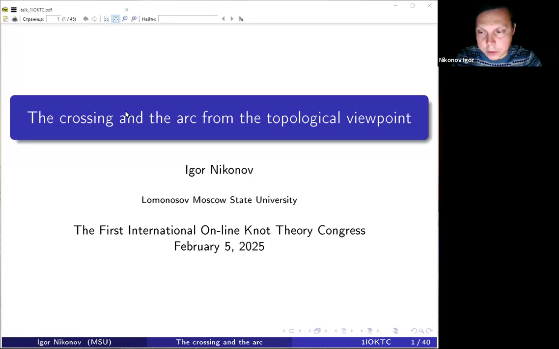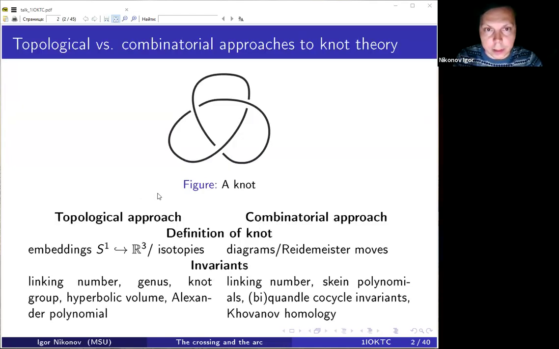So my talk is devoted to some connection between different approaches to knot theory. As you know, originally a knot is defined as an embedding of the circle into the three-dimensional space. And we consider such embeddings up to isotopies. And this is the original topological approach.